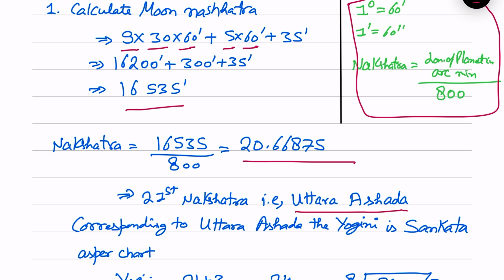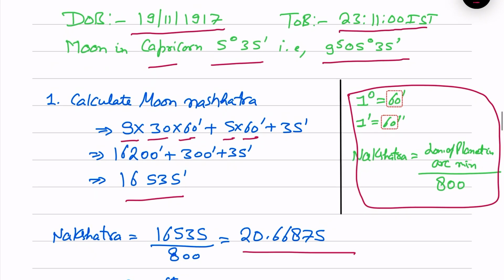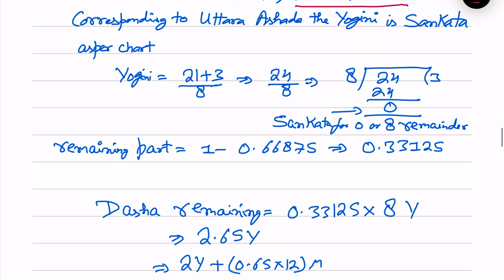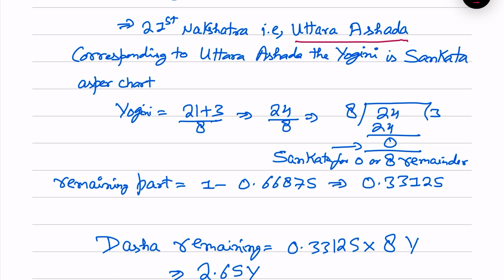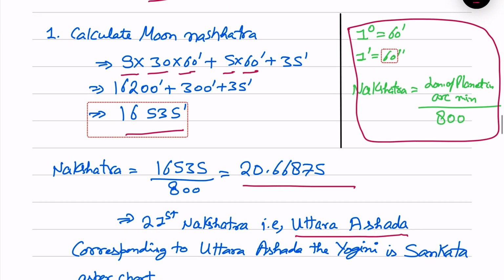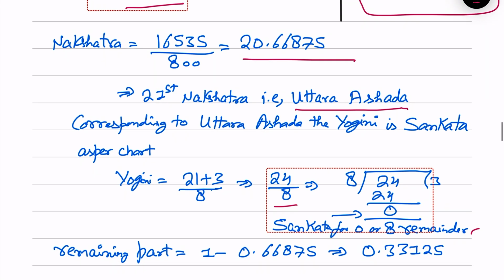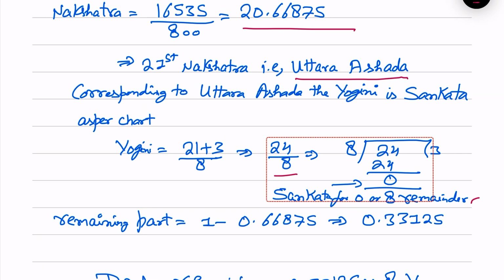So it is Uttarashada, and corresponding to Uttarashada the Yogini is Sankata as per the chart here. But we will calculate it. The nakshatra number is 21, plus 3, divided by 8. It is 24 by 8, so the remainder is 0, so we'll use 8, and number 8 is Sankata. If you can remember the table you can directly use it, otherwise this is a simple method to calculate. Now we have to calculate the span remaining.